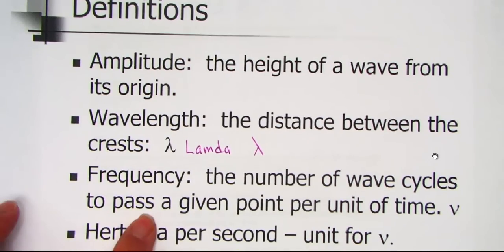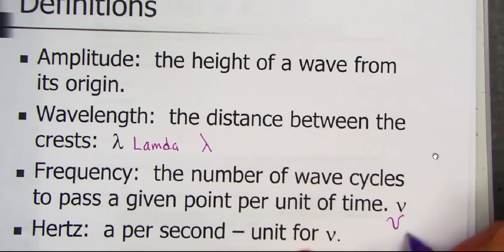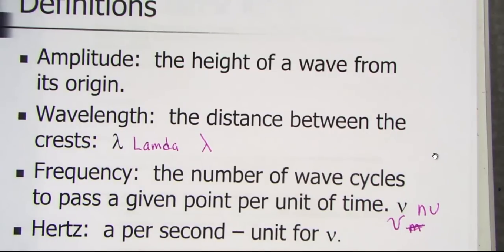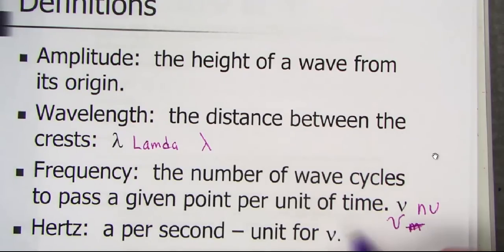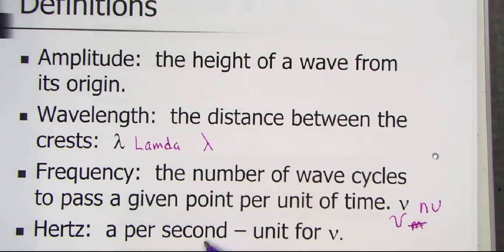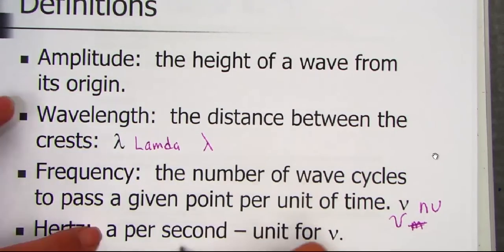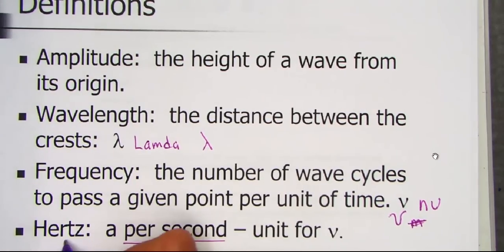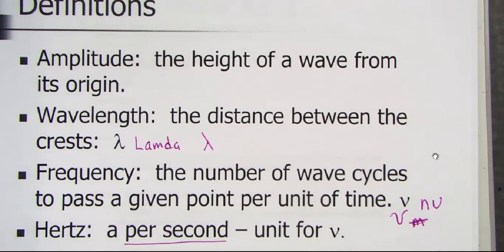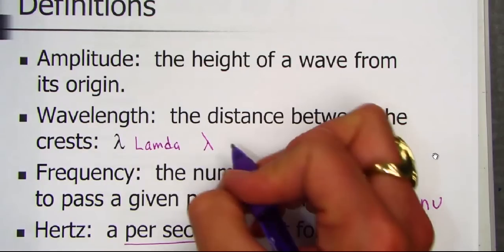The frequency is defined as the number of wave cycles to pass a given point per unit time. A frequency is given a Greek symbol. It's an N, N-U. Nu is how you pronounce that. It's more or less a squiggly V sign. The unit given to frequency is a per second. A per second is commonly called hertz, and that's after a person's name, so that's why it's a capital H. A hertz is the measurement called per second.